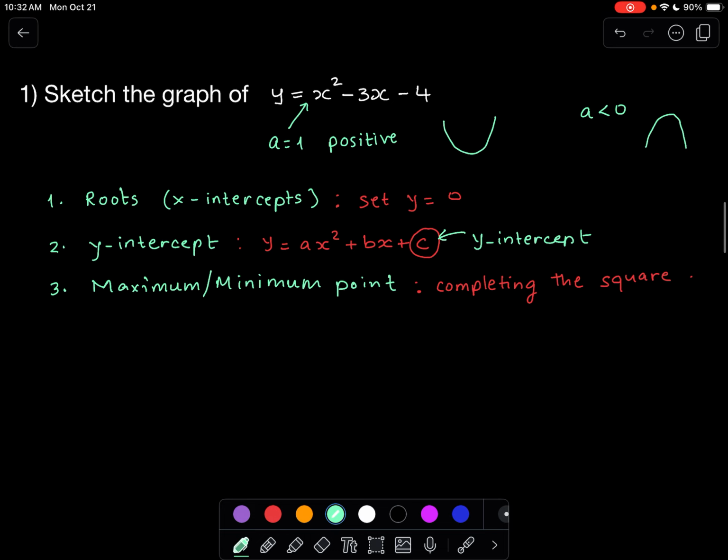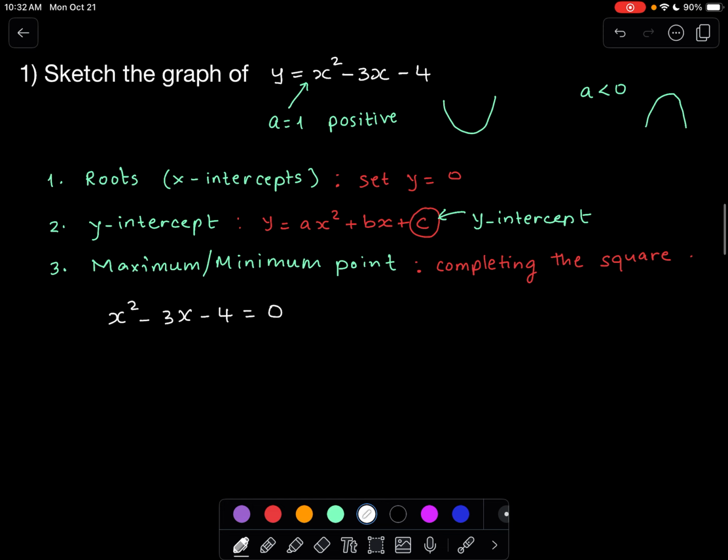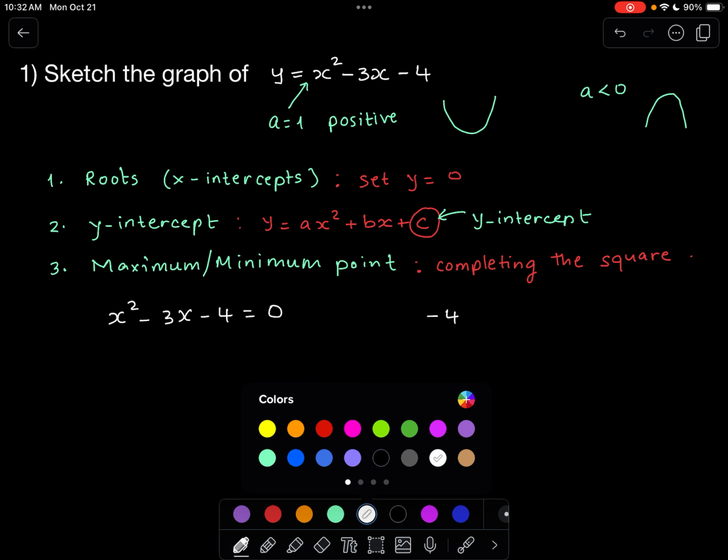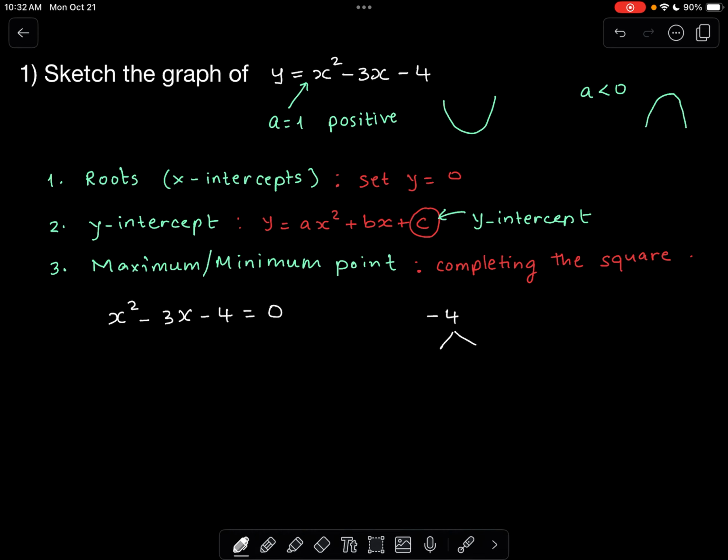Let's find the roots first. So what I'm going to do is, for my equation, I'm going to set the y as 0. So I'm going to get x squared minus 3x minus 4 equal to 0. So now we need to factorize, and the last term over here is negative 4. So we need to think of two numbers that multiply to negative 4, and they should add up to negative 3. So what are the two numbers that multiply to negative 4 and add up to negative 3?